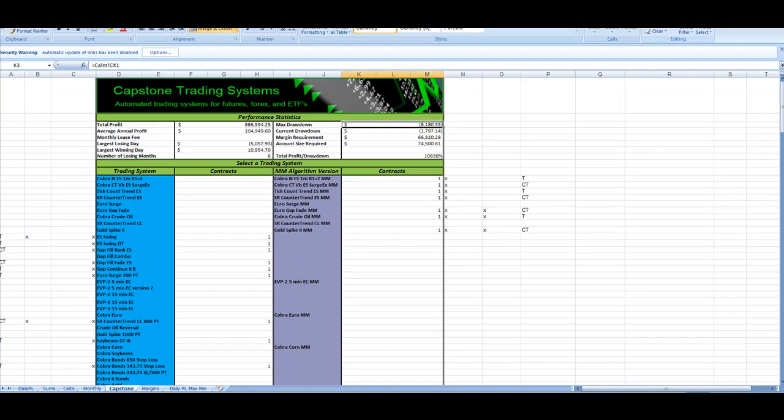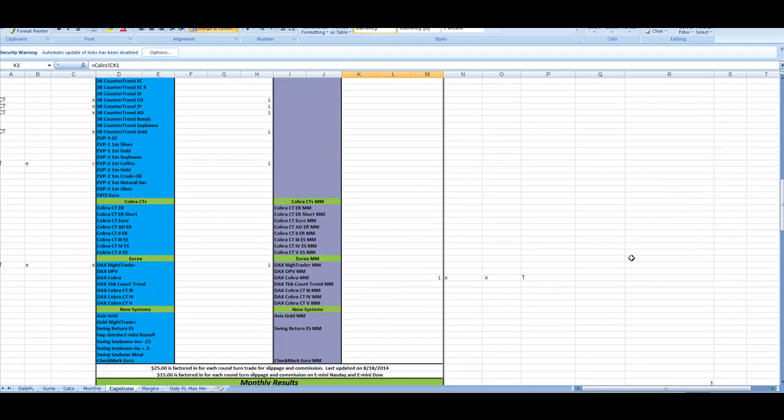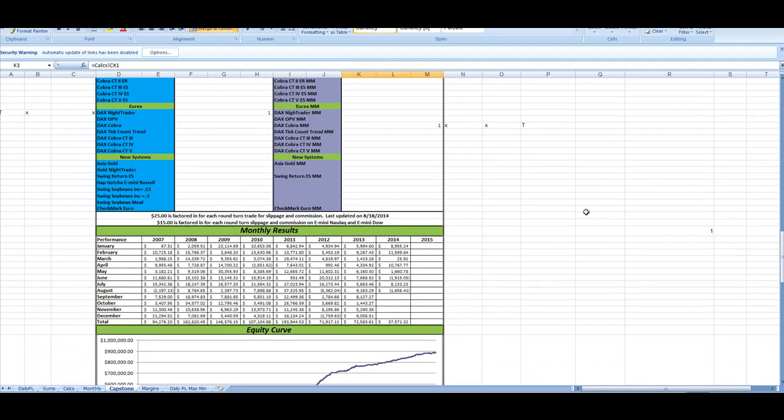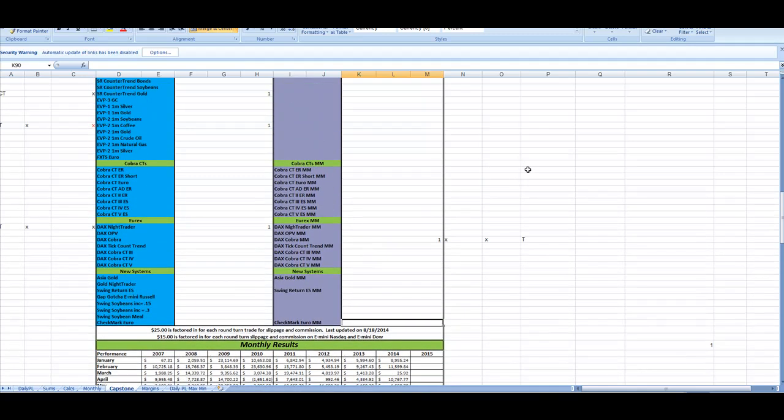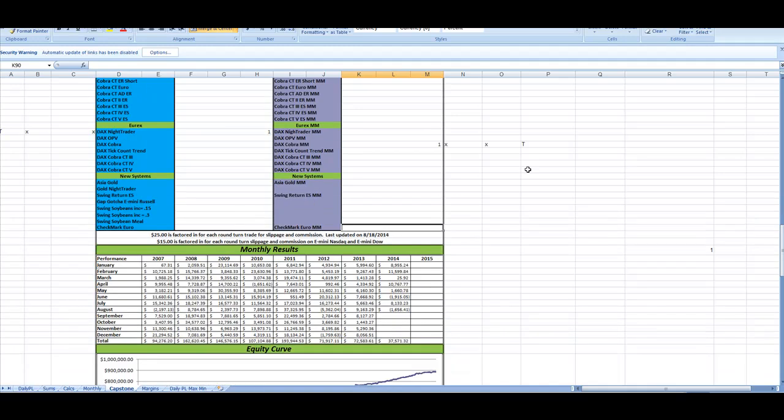8180.33 is the drawdown. And the one system that we're adding officially to this portfolio as of yesterday is Checkmark Euro Currency and money management algorithm version. So when we add this one strategy, right now we currently have 12 trend and 12 counter trend strategies. So when we add this one strategy, we have 12 trend and 12 counter trend strategies because it's a counter trend strategy for the euro currency.